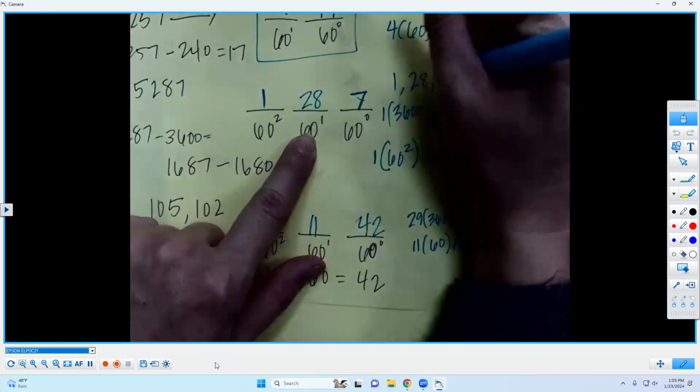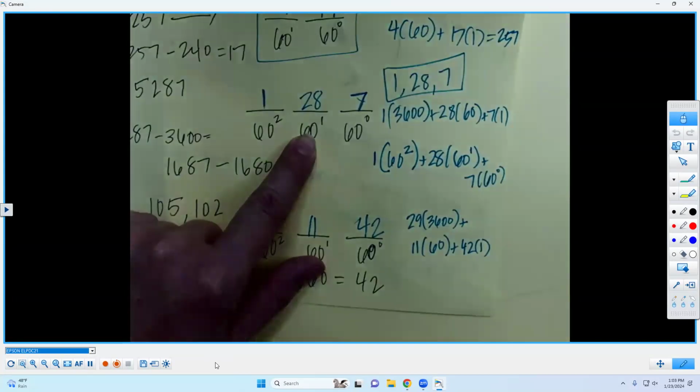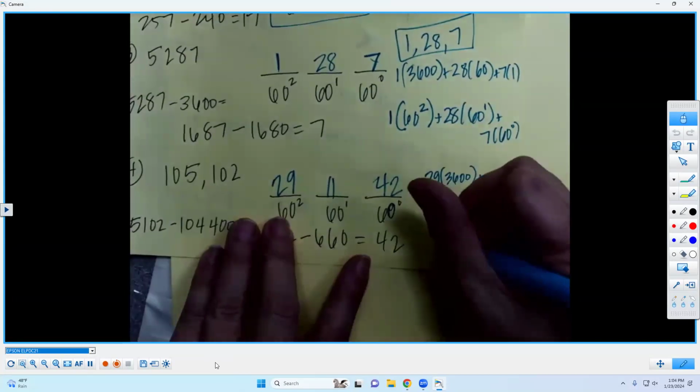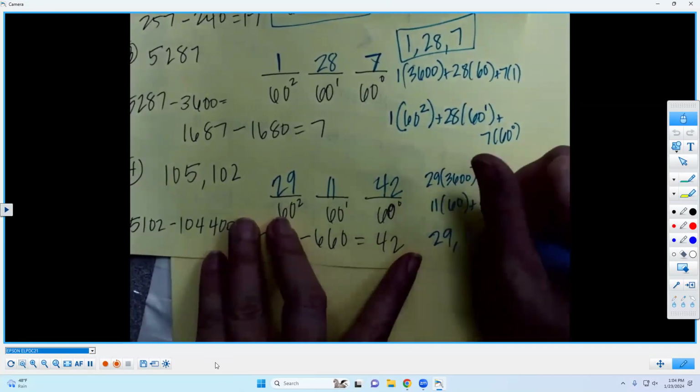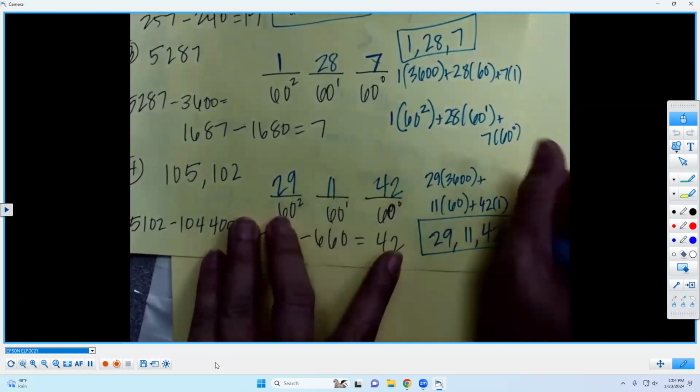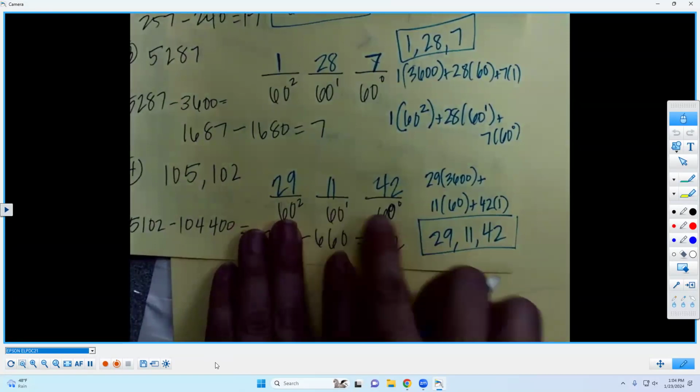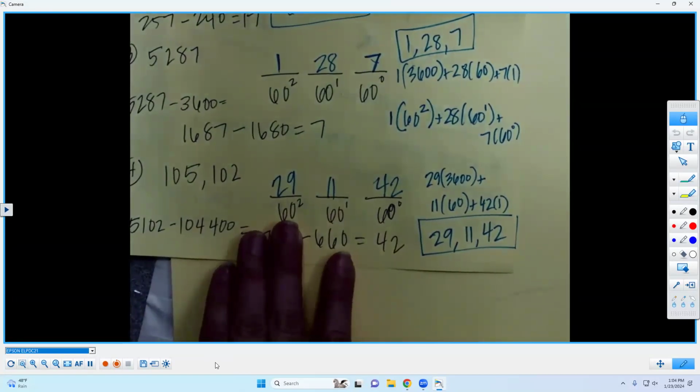Yeah, 1,28,7. And then this would be 29, 11, 42. It's faster to write it that way, but if it's confusing, feel free to put the blanks in there or whatever. Okay, questions about that?